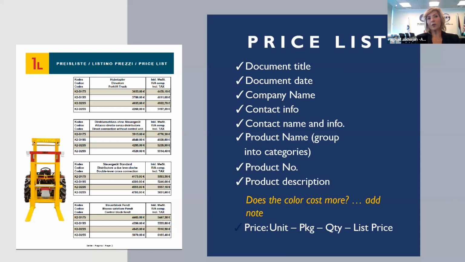Just a small example, if we are offering the product in multiple colors, does white cost less? Does a certain color cost more? And you need to add a note and explain why that is. The price units, is it in unit? Is it in package? Is it in quantity? This is very important.